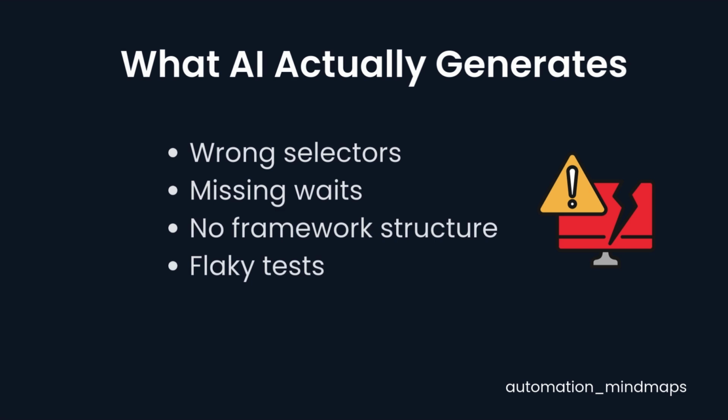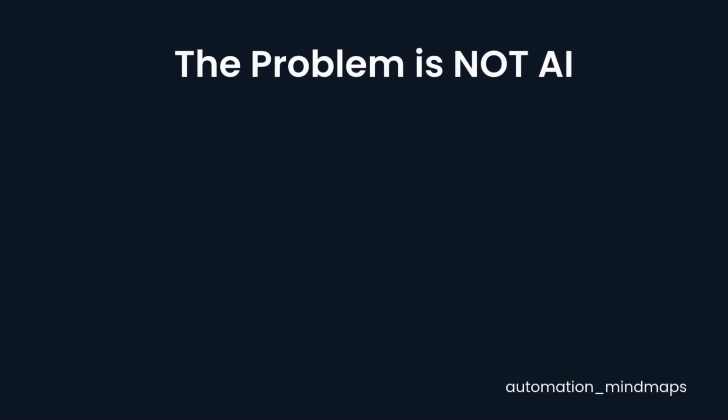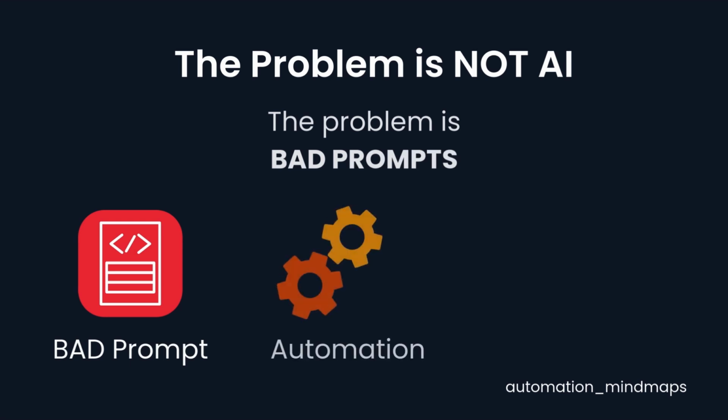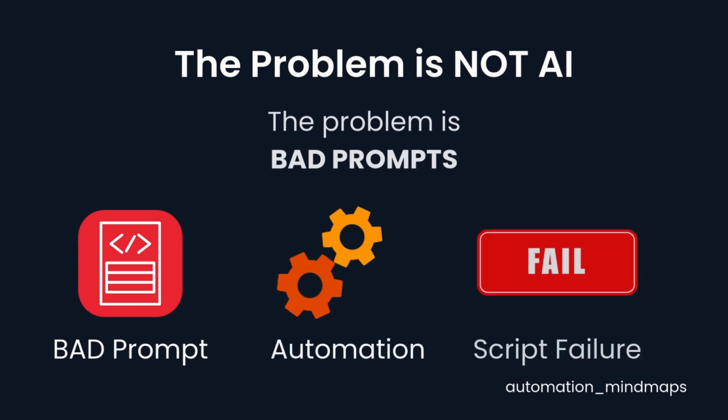Selectors might be wrong, there are no proper waits, sometimes there are no assertions, and often the code does not follow the structure of a real automation framework. So the test either fails or becomes flaky. And many testers conclude AI is not useful for automation testing. But the real issue is something else. The problem is the prompt itself.